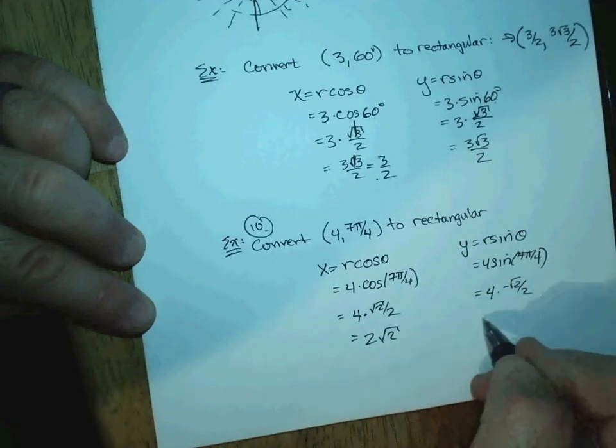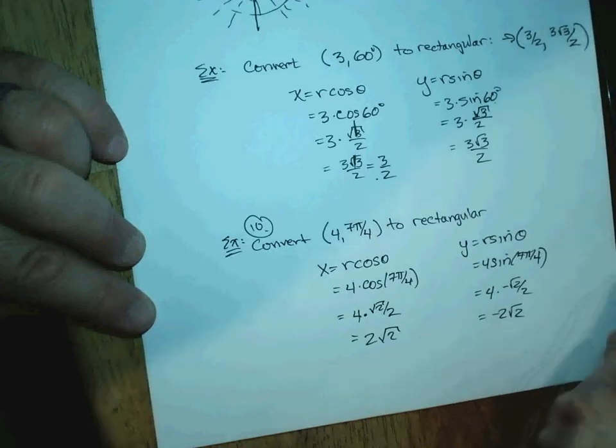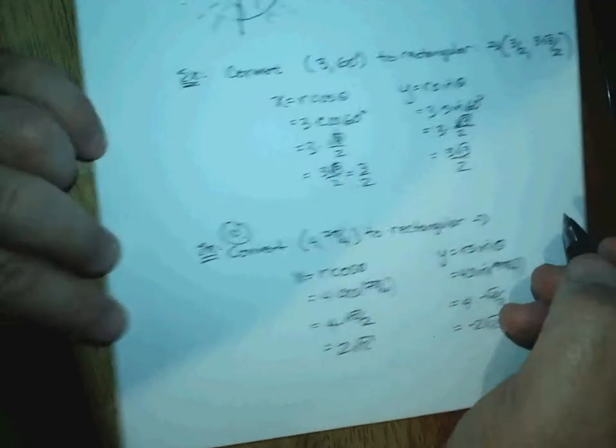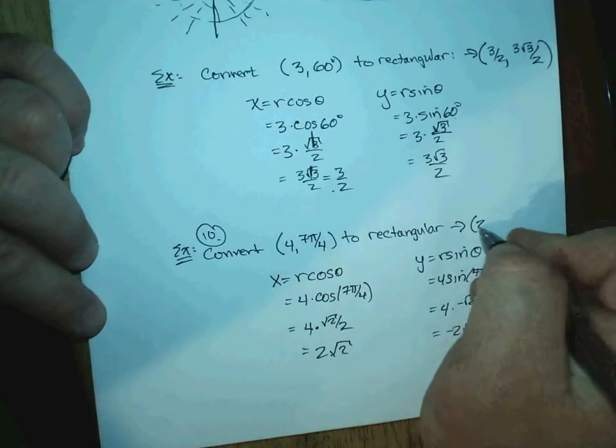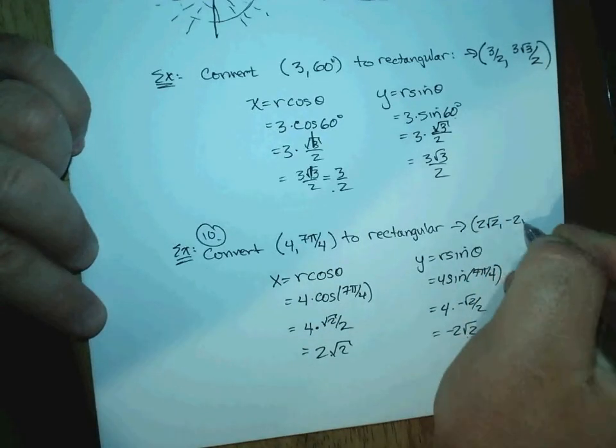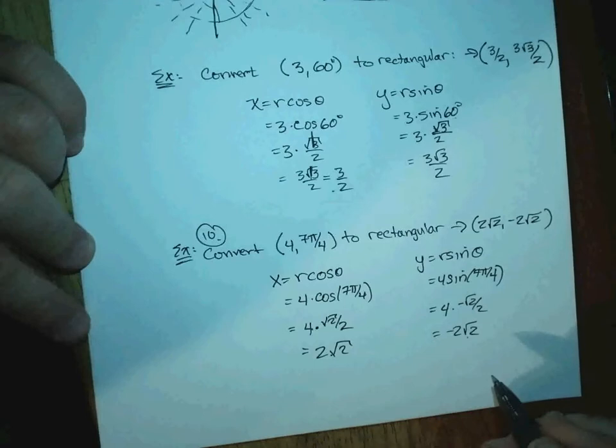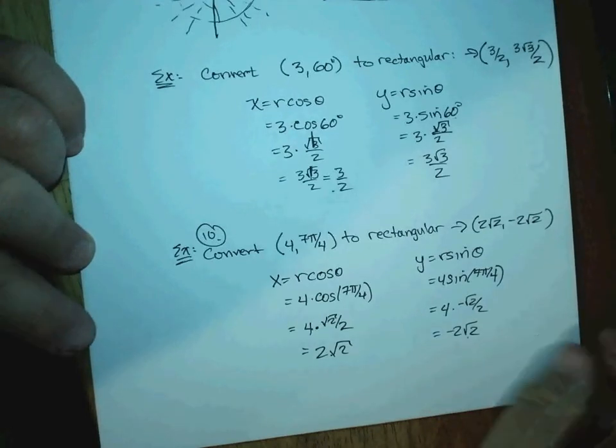4 divided by 2 is 2, so you get 2 root 2 here. Here, 4 divided by 2 is 2, you get negative 2 root 2 here. So this point has converted to the point 2 root 2 comma negative 2 root 2. And there you have it. Okay?